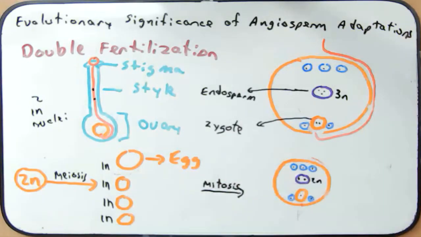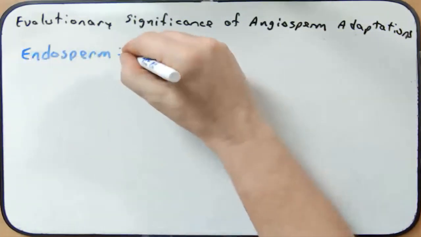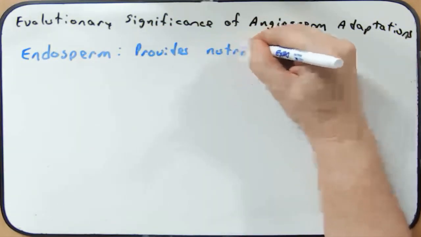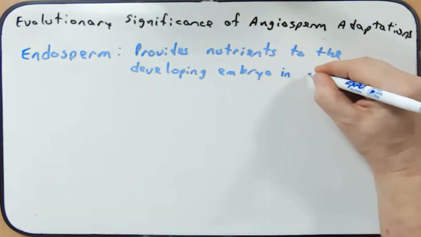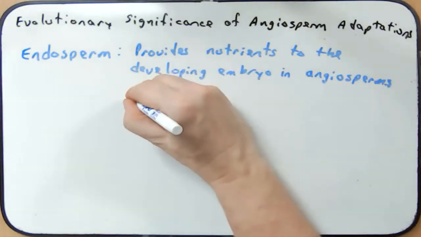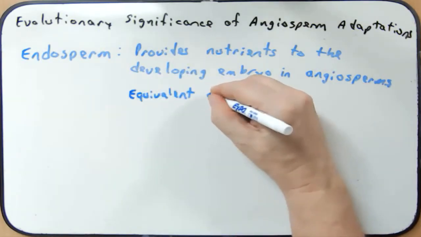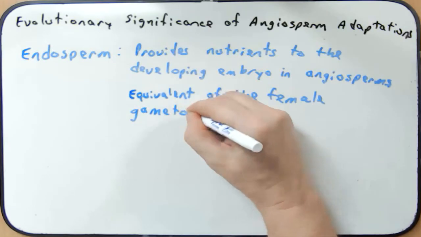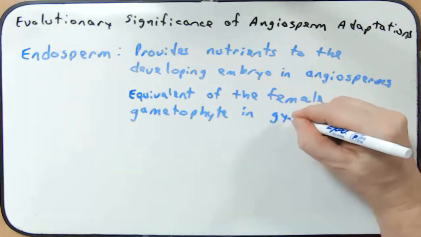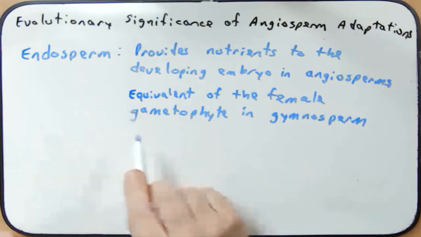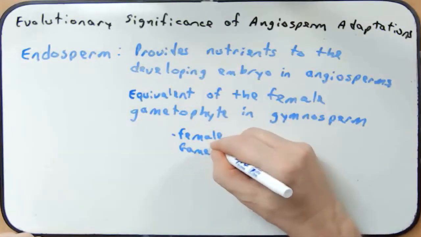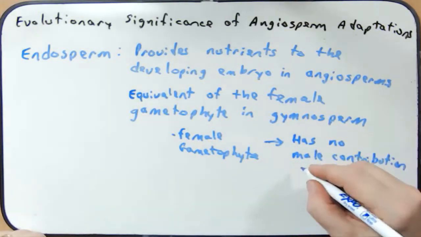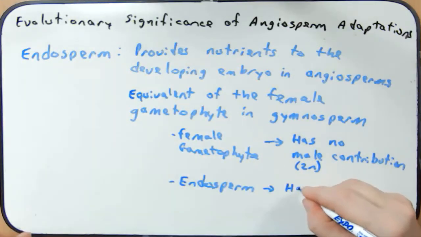So we understand what a zygote is, but let's come back to this endosperm and talk about what it does and why it's important. The endosperm provides nutrients to the developing embryo in angiosperms. You can also think of the endosperm as the equivalent of the female gametophyte in gymnosperms. One thing that makes the endosperm different than the female gametophyte is that the female gametophyte has no male contribution, and it's diploid. The endosperm has male contribution.